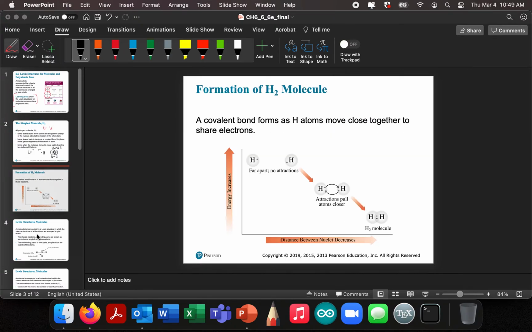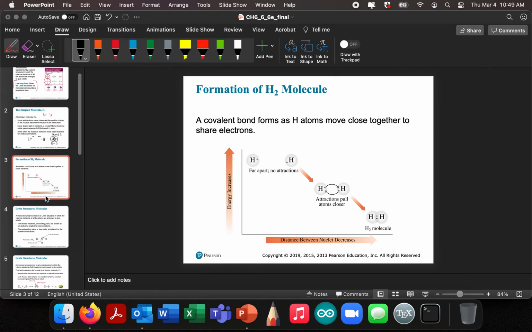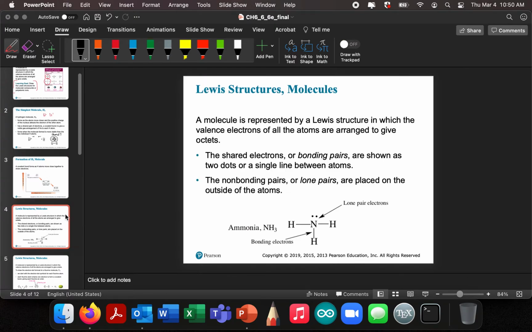I sort of just went through this slide right here, a nice figure in your book, talking about how this happens. I just went over that in a previous slide, so I'm going to skip it. Let's move on and say a molecule is represented by a Lewis structure in which the valence electrons of all the atoms are arranged to give octets. Everybody wants their outer shell filled, right? Which is perfect. So the shared electrons, or bonding pairs, are shown as 2 dots or a single line between atoms.